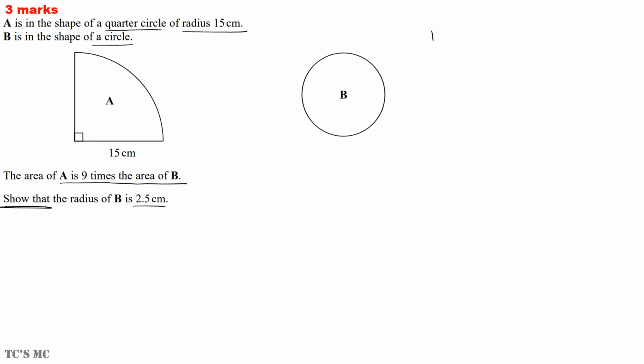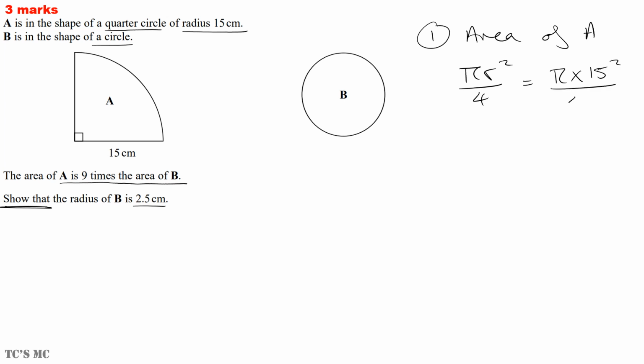So step 1, let's work out the area of A. For a circle, we would do pi r squared, but because it's a quarter of a circle, we need to divide that by 4. So now we are going to have pi multiplied by 15 squared all over 4. That gives us 225 over 4 pi. I'm going to leave my answer like this. I now have 1 mark.